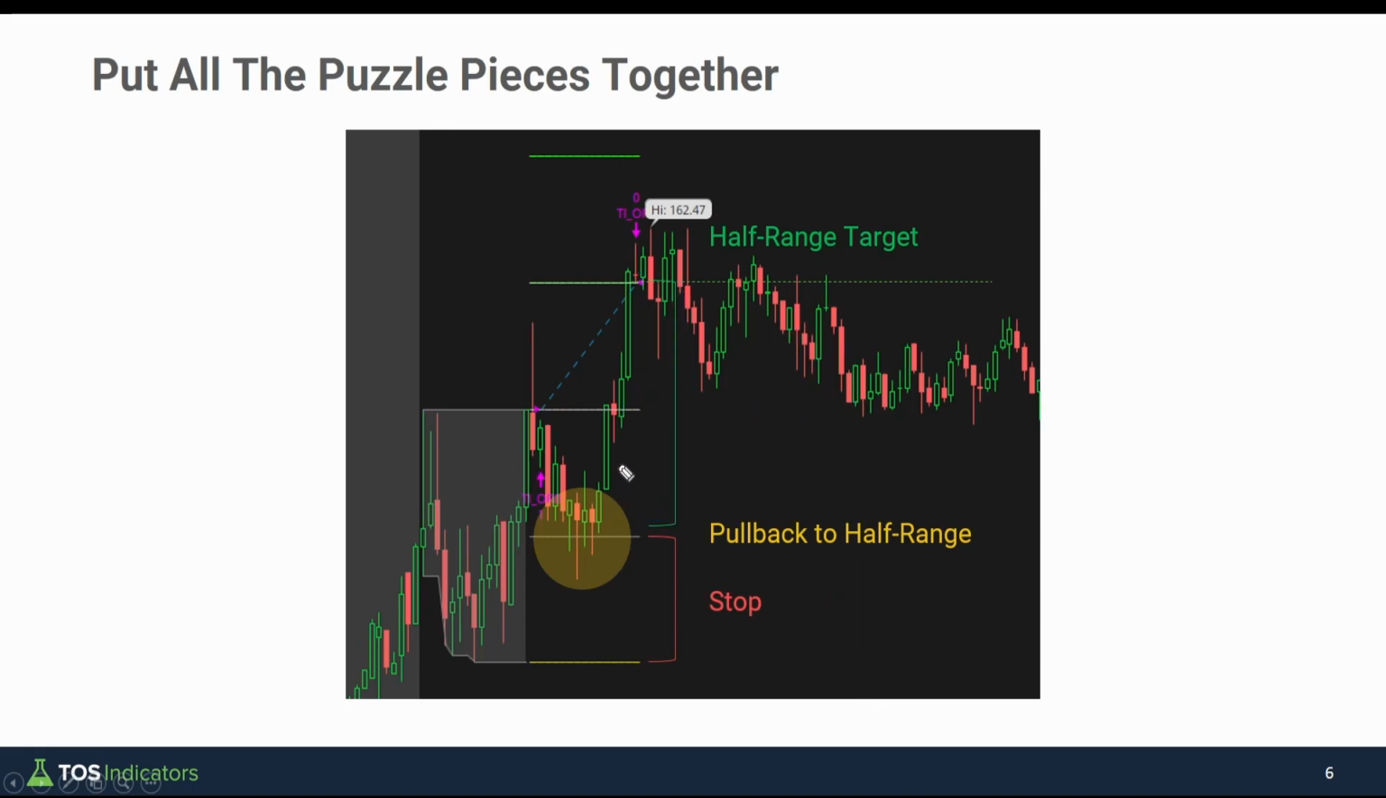You can see what happens in Apple. We go straight to our half range target. We fall short of the full range target before Apple then starts to exhaust and have a little bit of a reversal from that point.